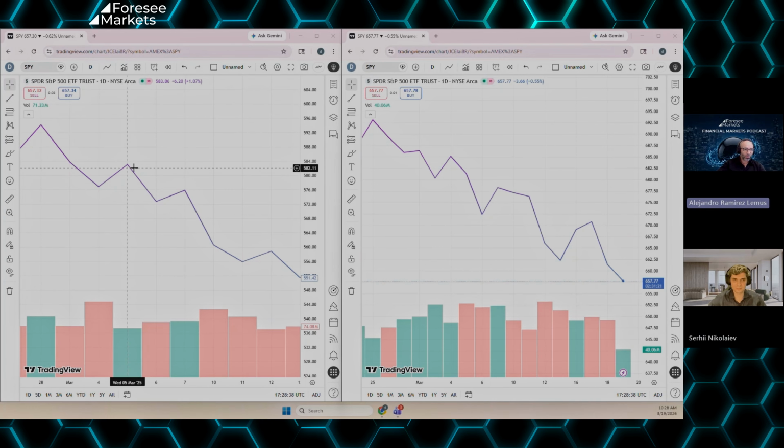Then you have a drop with a small spike, and then it just continues to go on a downward spiral. Now, this is 2026, and it's the same thing. First, we have a spike. Then we have a huge drop. Then we have another small spike again, and then it continues to drop.